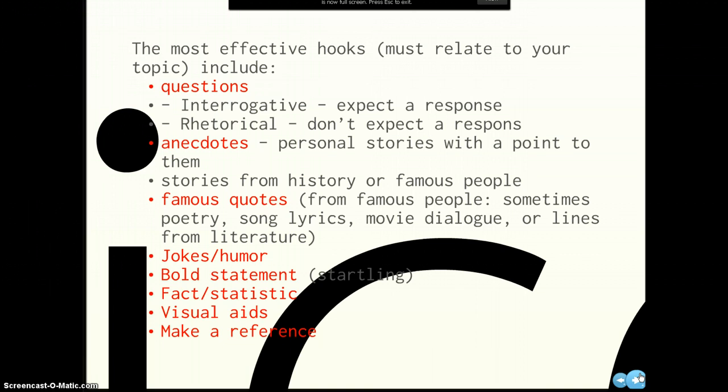You can also use visual aids. You can make a reference to something that happened in class previously. There's all sorts of different ways you can grab our attention, but please have something to grab our attention. Otherwise, the audience is going to check out from the very beginning.